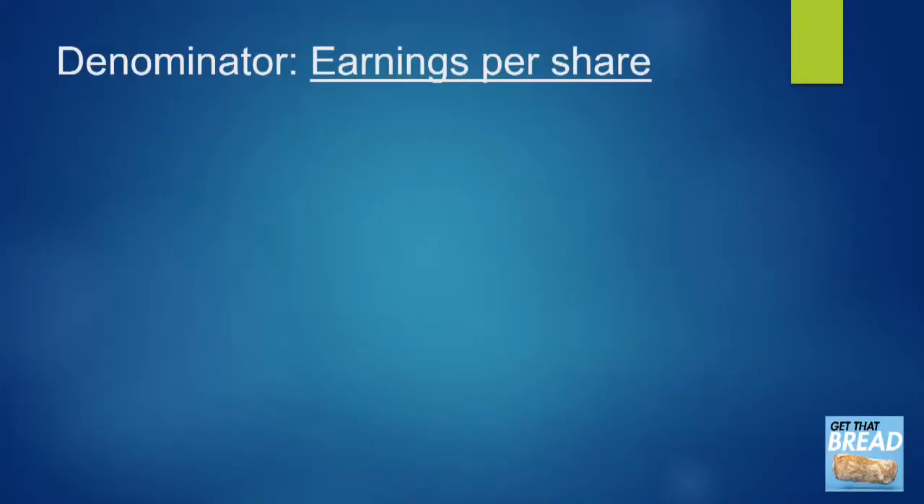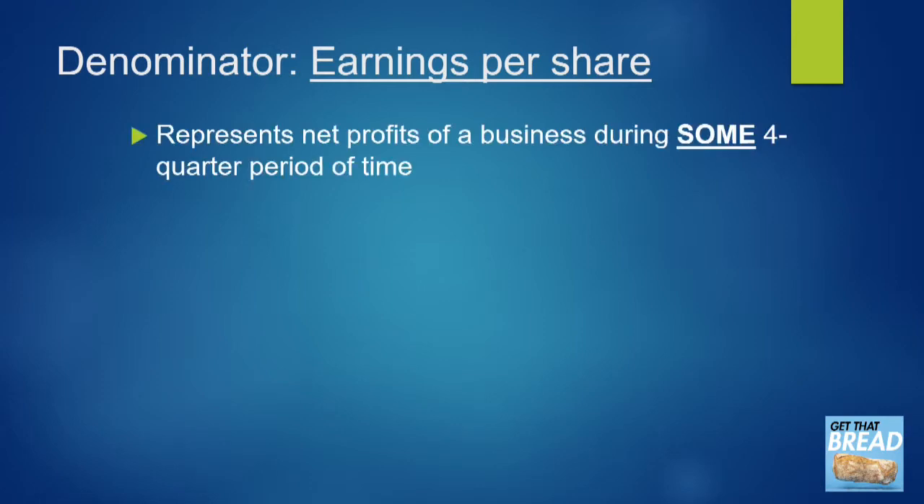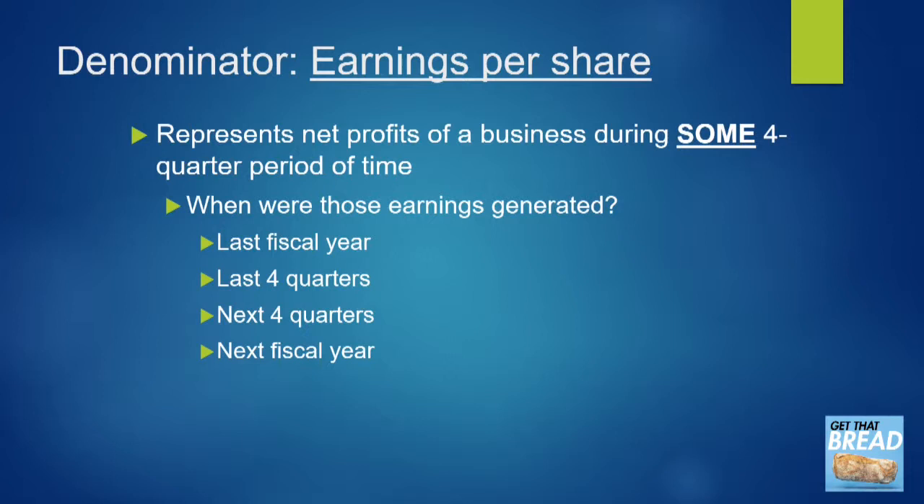And what you need to understand about earnings is that it's representative of the net profits of a business during some 4-quarter period. Well, when was that 4-quarter period? That's something that you have to establish and understand in order to compare apples to apples between the PE of one company versus the PE of another company. So the earnings could have been generated over the last fiscal period, or over the last 4 quarters. It could be an estimation or approximation based on what Wall Street analysts are anticipating for the next 4 quarters or for the next fiscal year.